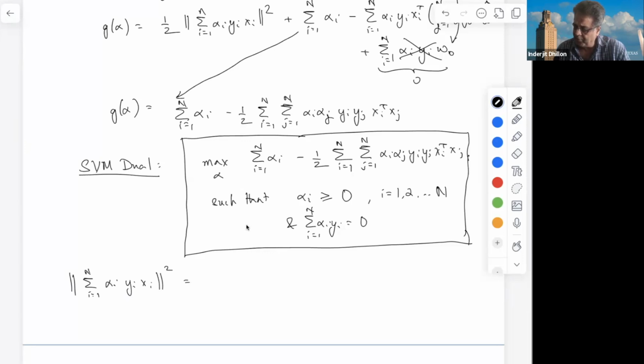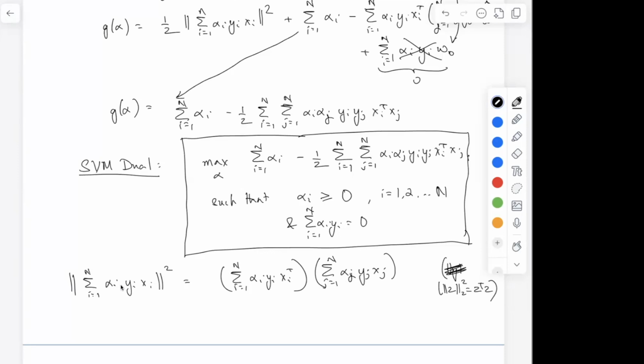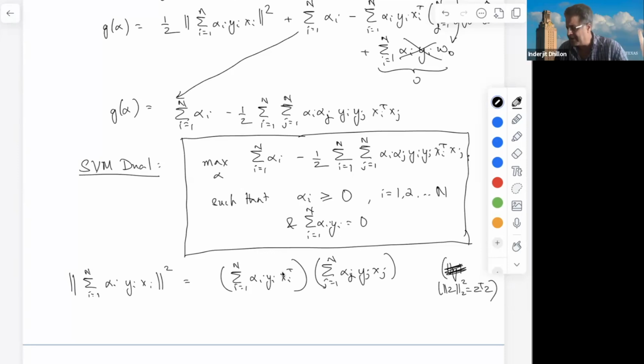Okay, so remember that this is the two norm, right? So I have, this is alpha I, yi, xi transpose times summation of j equals 1 to n, alpha j, yj, xj. Is that clear? That's just saying that norm of z squared is equal to z transpose z. That's all I've done. Is that clear? Yeah, that makes sense.